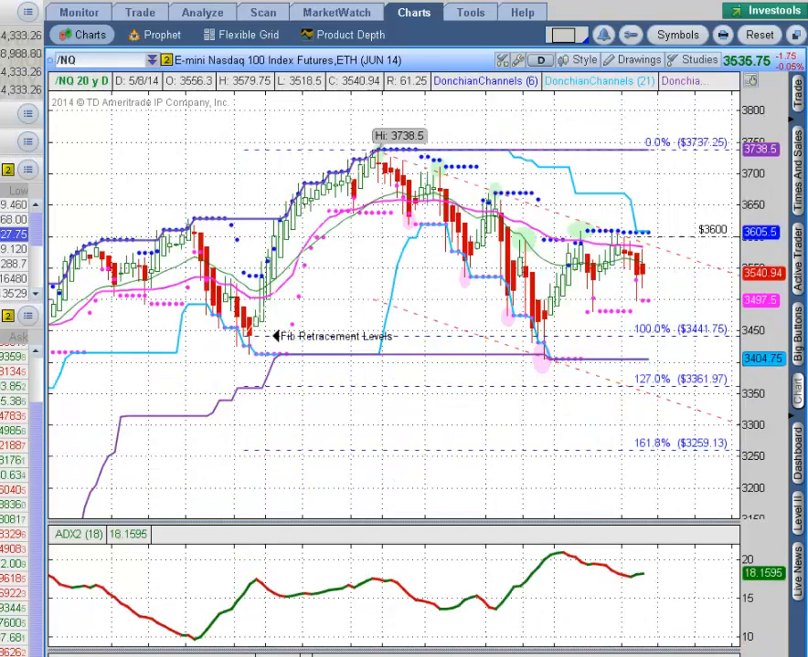The NASDAQ was also down. Price remains in the short-term downtrend channel. A close above 3600 will change our sentiment to bullish. The Fibonacci 100% retracement level is at 3441.